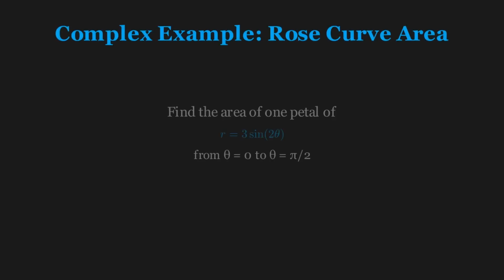Now let's work with a more complex example. Finding the area of one petal of a rose curve, r equals 3 sine 2 theta, from theta equals 0 to theta equals pi over 2.